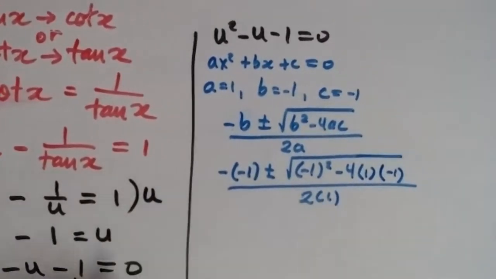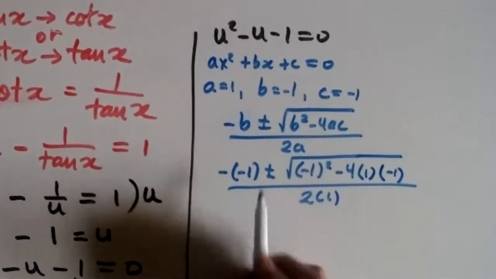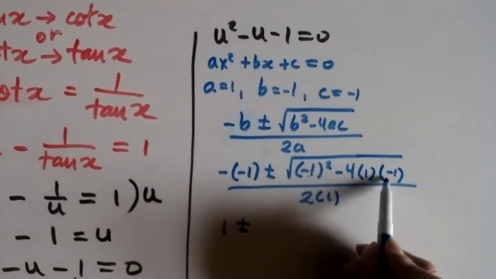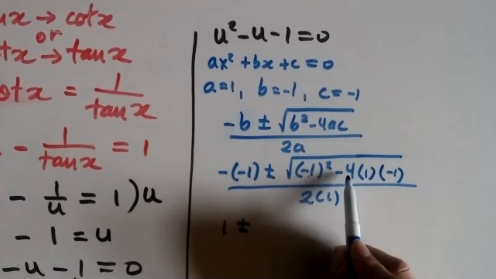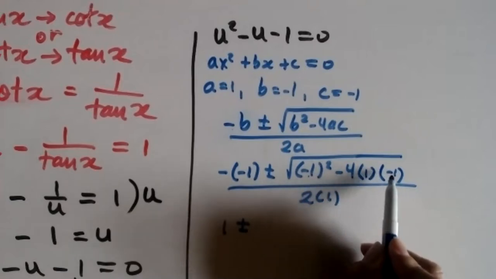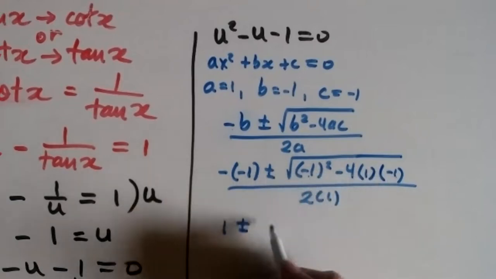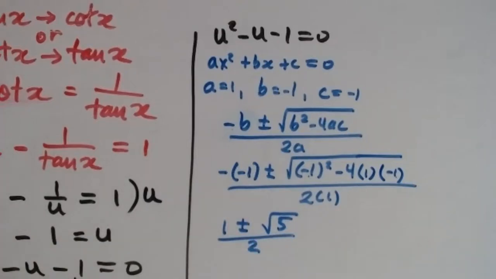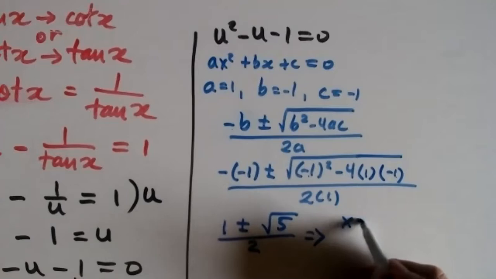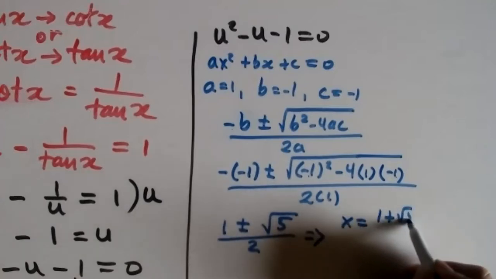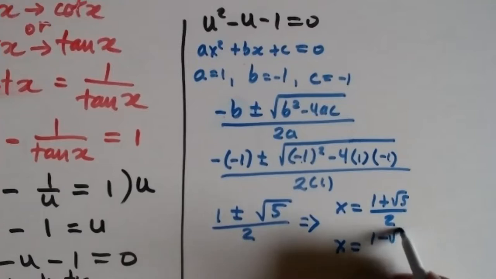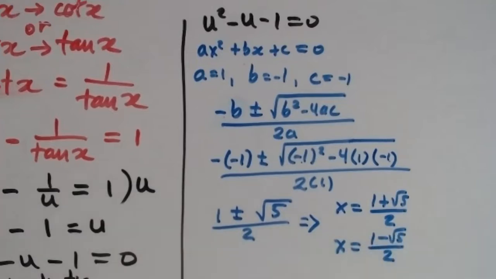Now, negative times a negative is positive 1. This is 1 plus 4. You see? 4 times 1 is 4, negative times a negative is positive, and 4 plus 1 is 5. So this is the square root of 5 over 2. So my first root is x equals 1 plus the square root of 5 over 2, and the second root is 1 minus the square root of 5 over 2.